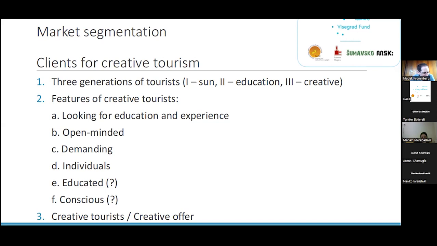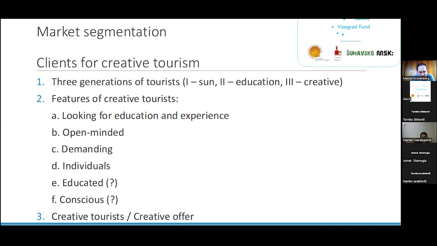But what I want to put at the end is this number 3 point: creative tourists or creative offer. And of course, the tourists that you will attract and would come to you may be those creative tourists, those open-minded, demanding, educated, conscious, and so on. But in fact, you have to be aware that the majority of the tourists that would come to use your product would be, let's call them, average tourists, those in a way mass tourists. And giving them this creative offer may attract them and may make them a bit more educated, conscious, and open-minded.